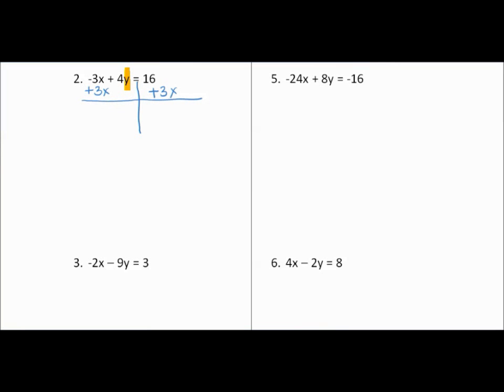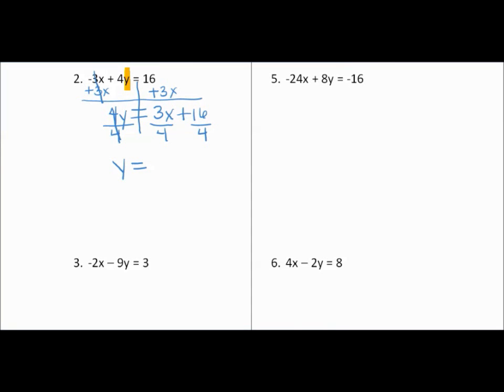I'll bring down what I have left. 3x's cancel out. I'll bring down the 4y. It's just a pattern, same thing over and over. I'm going to put the x part first, so since it's positive, I'll just put 3x, and then I'll bring down the plus 16. Now I need to get rid of that coefficient for that y variable. So I'll divide everything by whatever the coefficient is. So in this case, I'm dividing everything by 4.